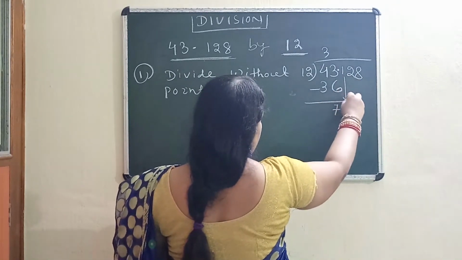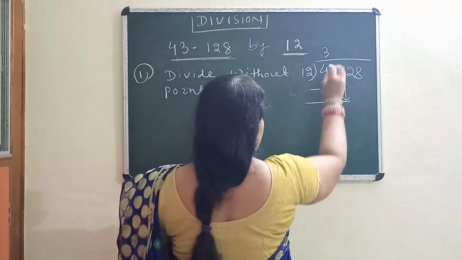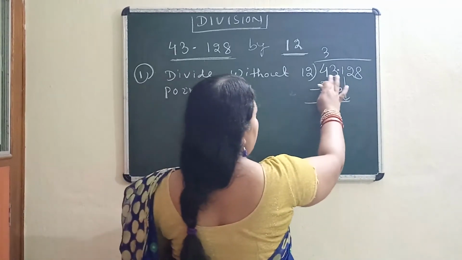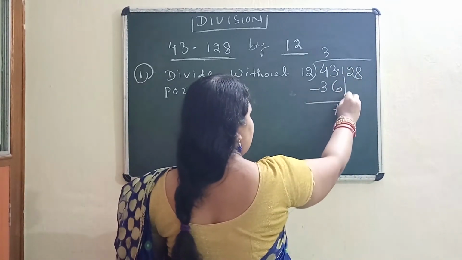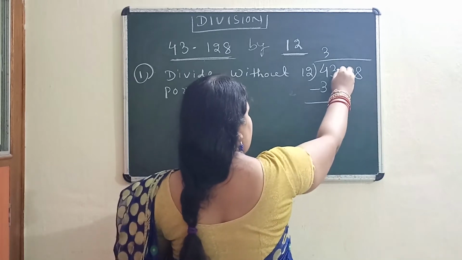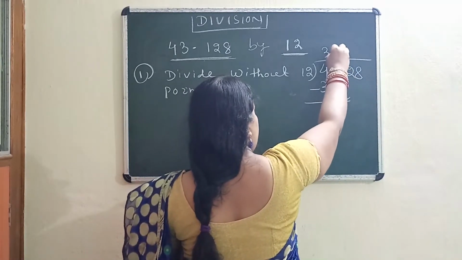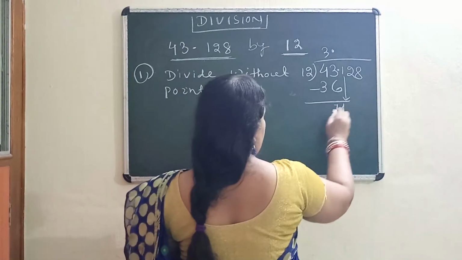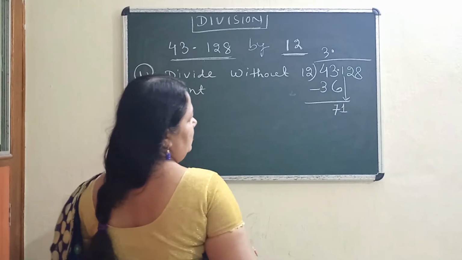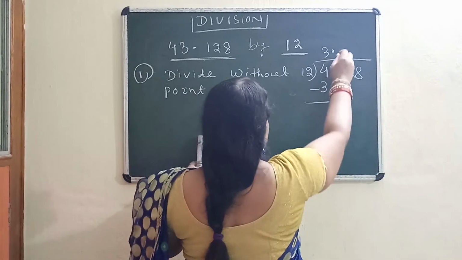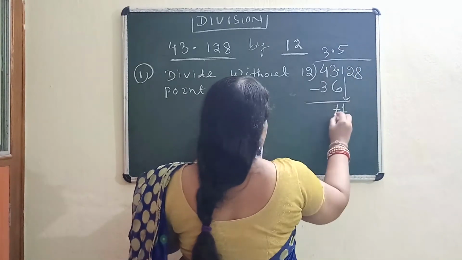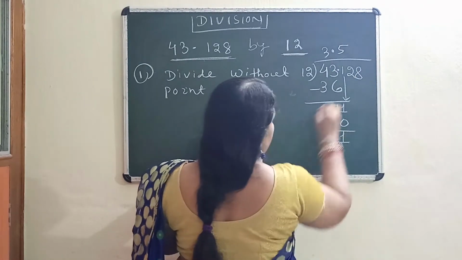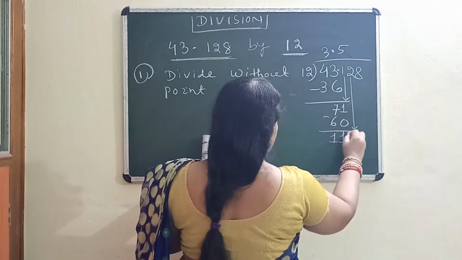Then what will you do next? 1 will come down. In the dividend, this 1 is in the decimal part, because after the whole number, when the decimal place is coming down for division, at that time you have to put the decimal point in the quotient. Clear? Then 1 will come down. Now think this is your 71. Okay. 12 5s are 60. Then how much is left? 11, and here 1.